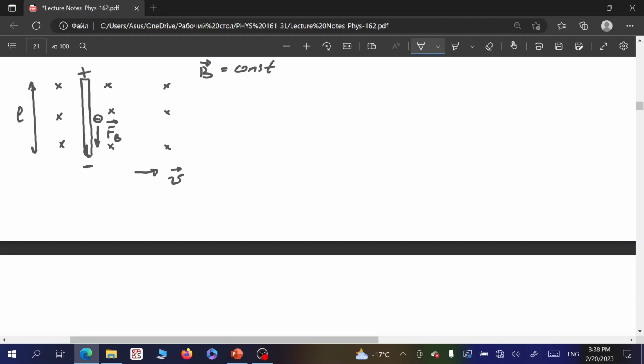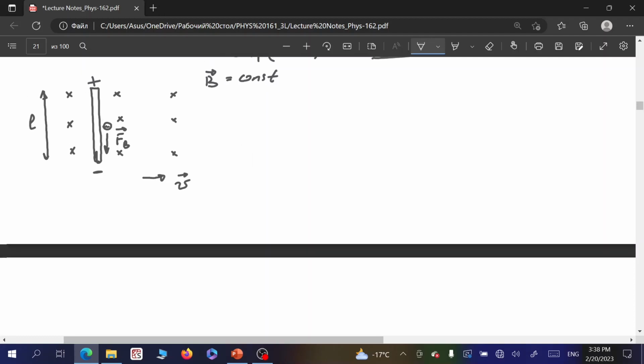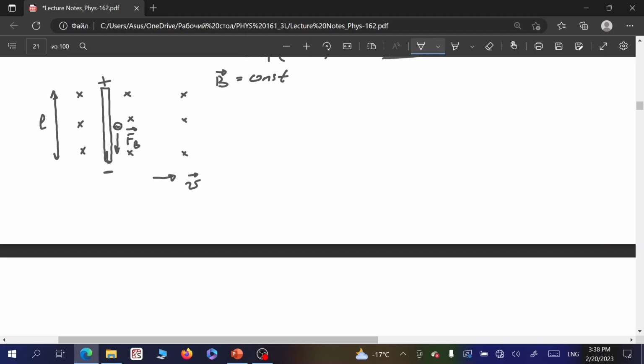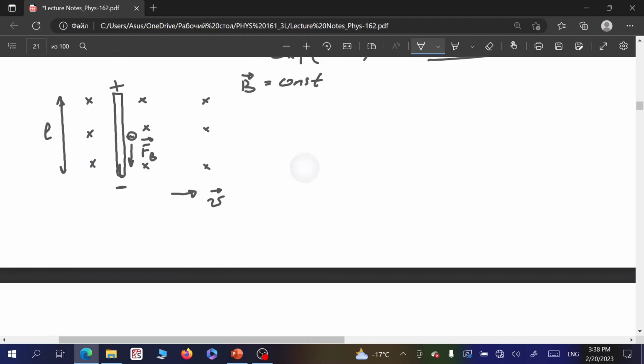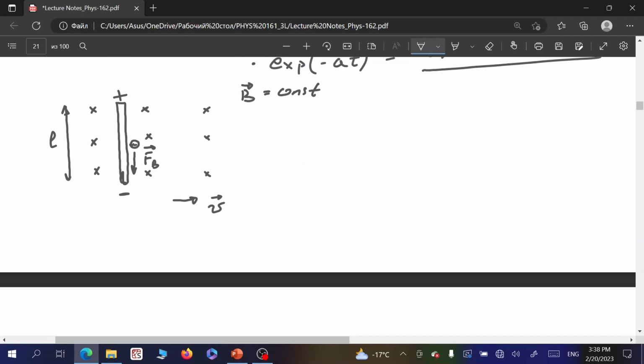So now we create some electric field because we have two space charges, positive and negative. If we have electric field, what do we have exerted on these electrons? We obviously will have electric force. But why doesn't it work?